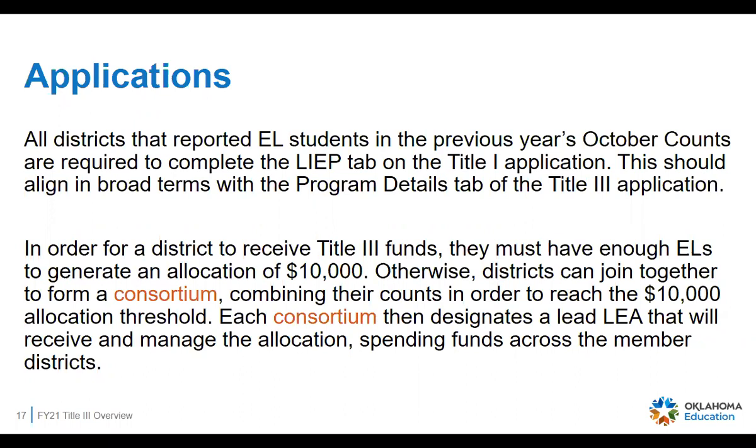Districts can join together to form a consortium, combining their counts in order to reach that $10,000 allocation threshold. And then each consortium designates a lead LEA that will receive and manage the allocation and spend the funds across the member districts. Clearly that happens in consultation with all of the member districts. Everything's decided collegially, but you designate one LEA that will handle the finances.